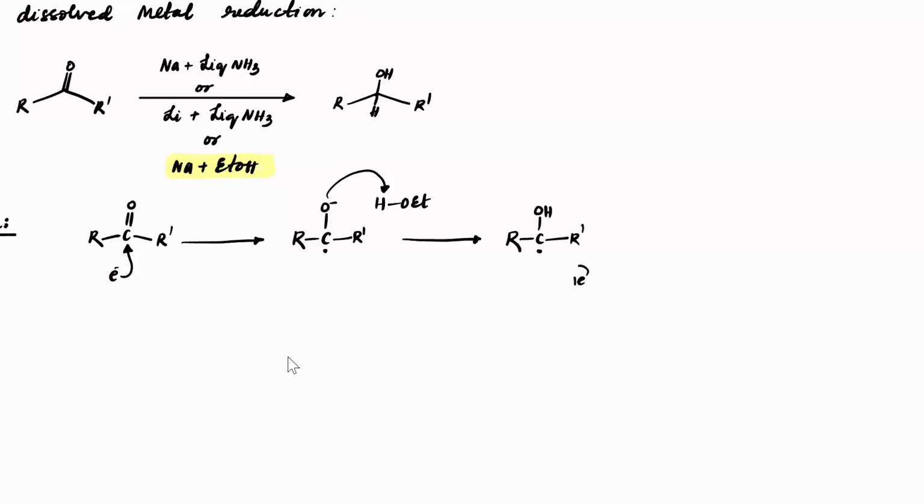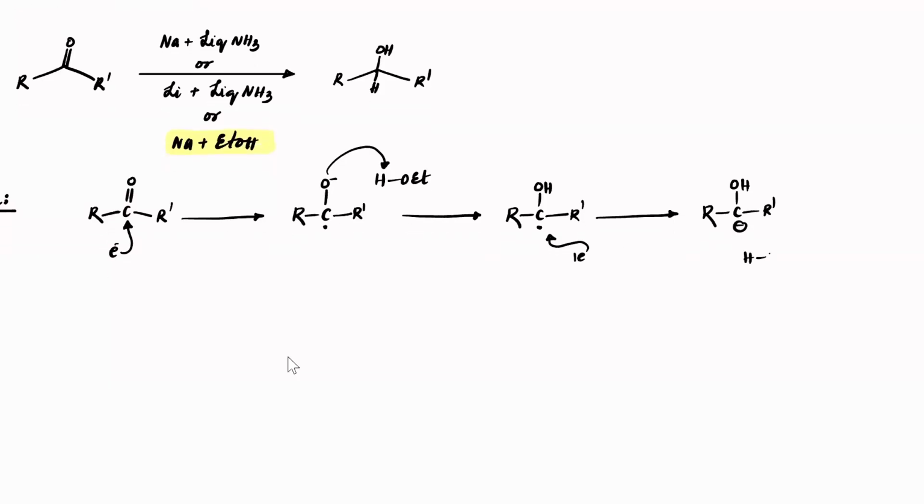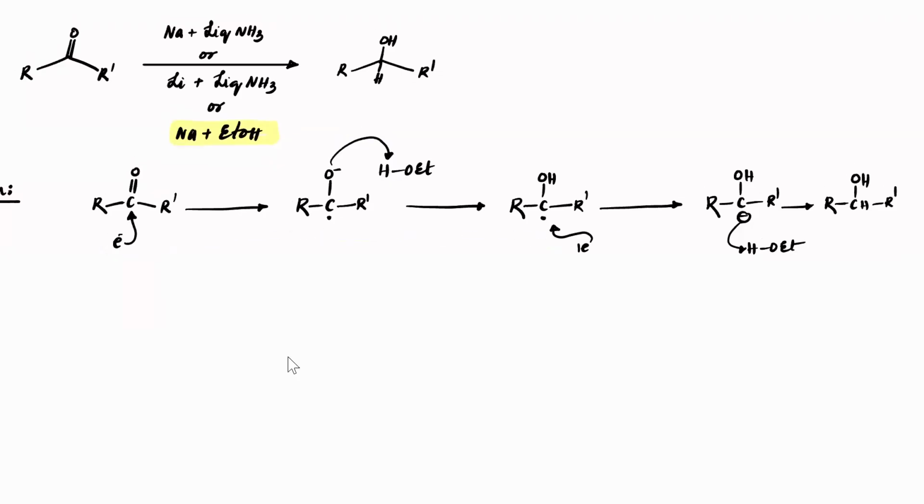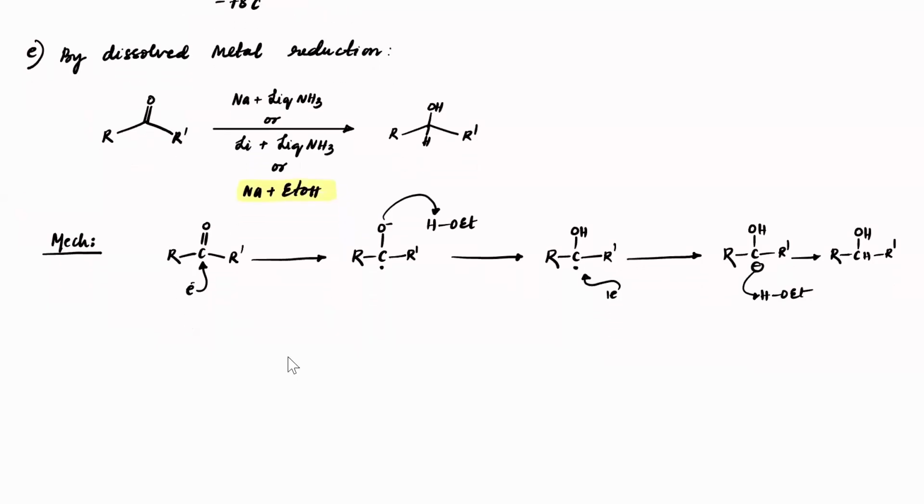And here, the next electron will enter and convert that into a carbanion, minus and R dash. And again, this reacts with ethanol, takes H plus, and that's how it will convert into OH and H. So both hydrogens are coming from the solvent only, but electrons have been added in between. Correct? So this is how the dissolved metal will convert aldehydes and ketones into alcohols. Clear? Please check this out quickly.